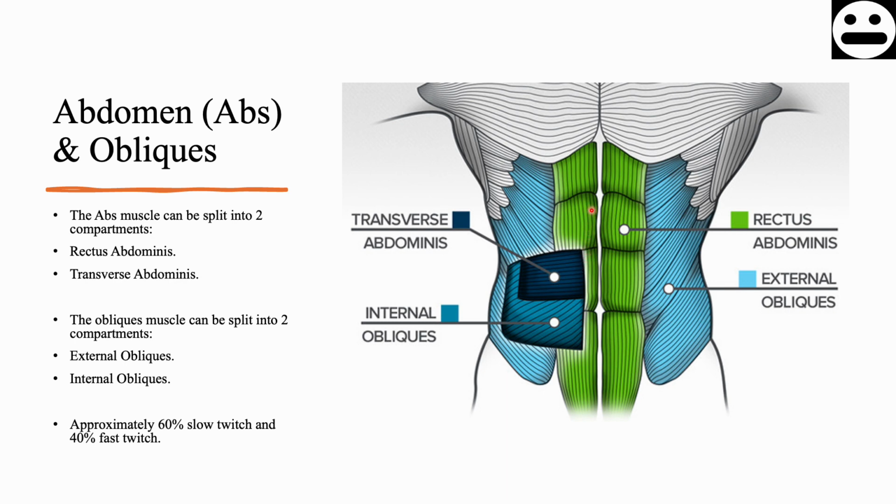And your obliques, you've got external obliques and you've got internal obliques. The external obliques are the ones that are superficial, so the ones that can be seen. They tend to be 60% slow twitch and 40% fast twitch.